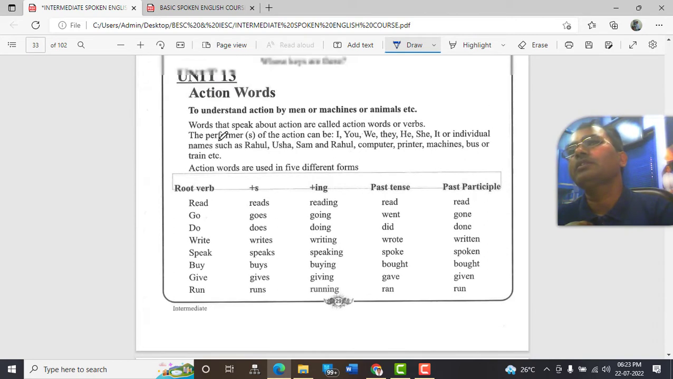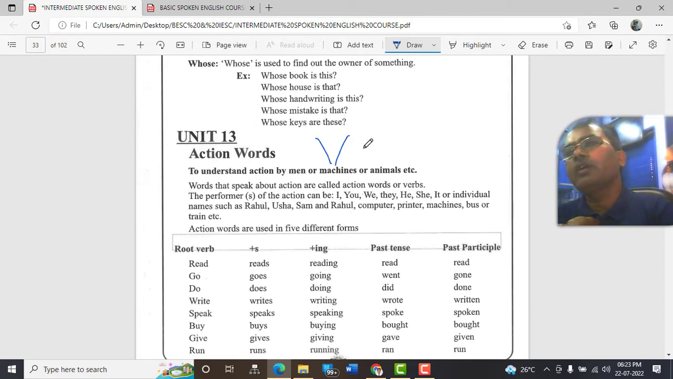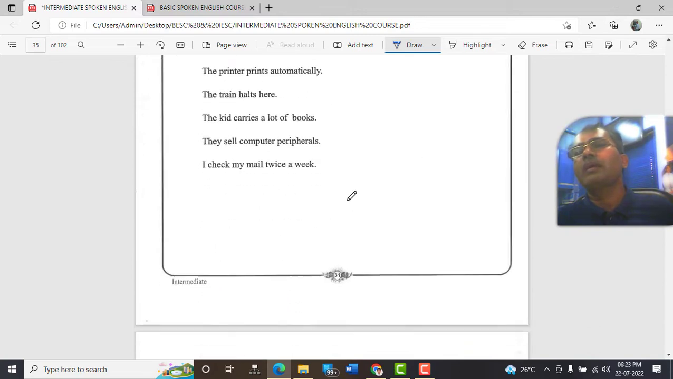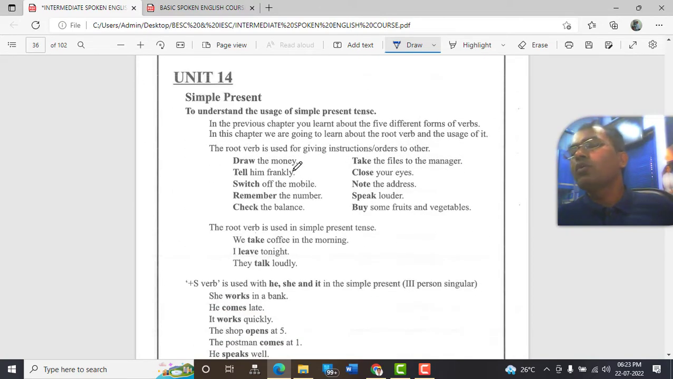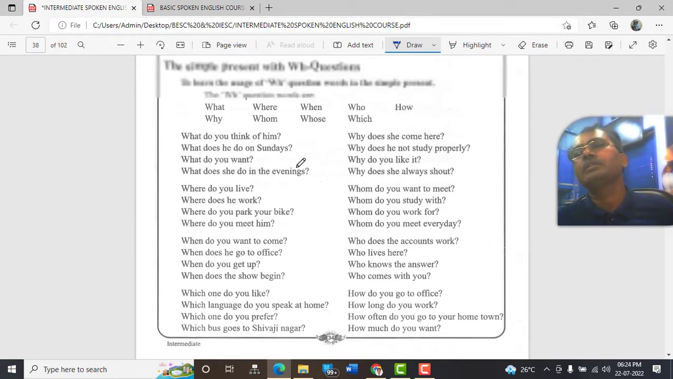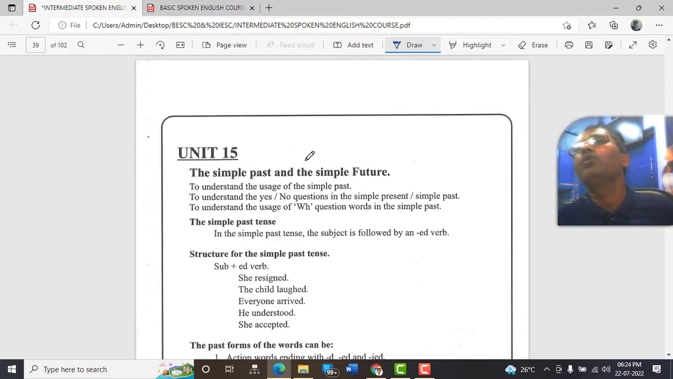And next we'll go for action words. Always remember, whenever we are using a verb, that is where your conversation will carry a meaning, because you are expressing a job. So any kind of action that is being expressed will be called a verb. We'll be looking at different forms of verbs. There are 5 different forms of verbs which we'll be studying in detail, one after the other. And then we will go for tenses. We will start with simple present tense, simple past tense, and simple future tense, and later on we will go for a little more advanced. In unit 15, again simple past and simple future.